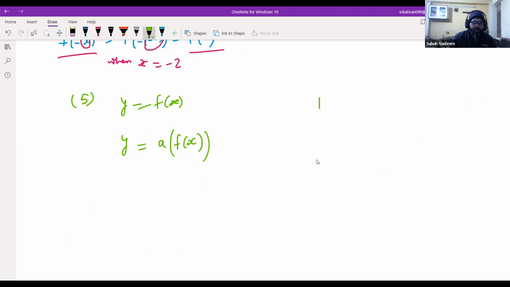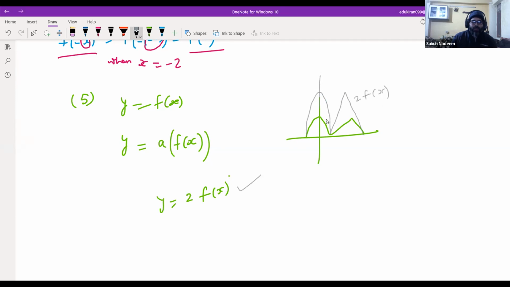So what will happen here? If the graph is something like this, suppose a is 2, so 2 times f of x you need to find. Then for this one, it will get stretched by 2 units along y-axis like this. So this is 2f of x. So this is 2 units. If this was 1, this is 2. So it will stretch by 2 units.